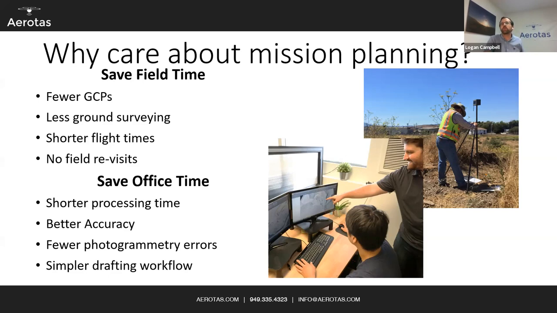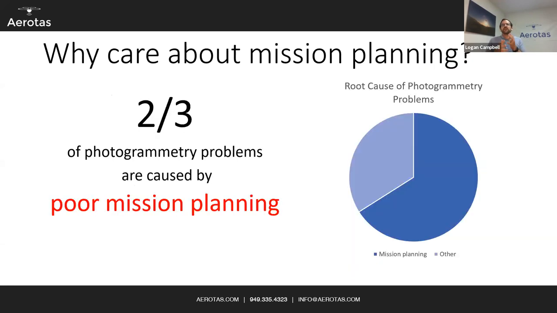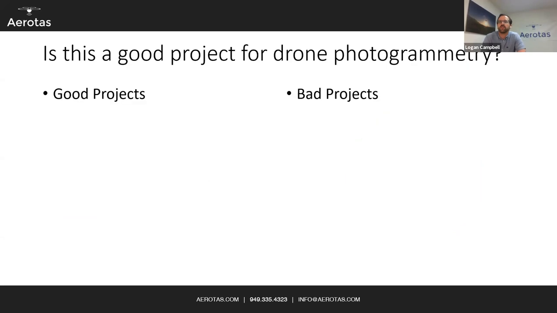And so mission planning matters, and we'll be working to identify those mission planning errors from the photogrammetry data, from the photos and ground control points and things like that. And again, 2/3 of photogrammetry problems are caused by poor mission planning. We will see some examples of both photogrammetry problems caused by mission planning and caused by other things, typically errors in the software, the lighting conditions, blah, blah, blah. But the vast majority of issues are caused by mission planning. So having a good flight operations team is critical to reducing and removing those errors before they become a big problem.